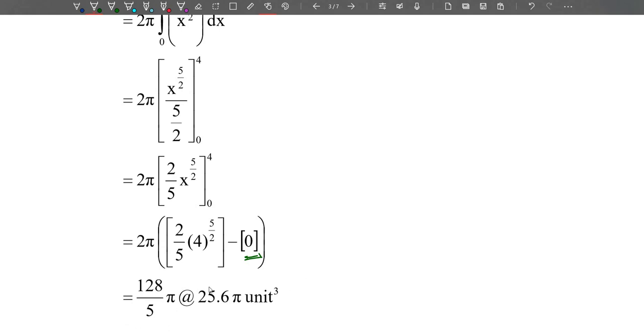You can also change it into decimal, and you may also multiply the value that you obtain here with pi. The common mistake is forgetting to multiply with 2 pi. Don't do that. Remember to always multiply the value that you get here with 2 pi. Okay, next question will be this one.